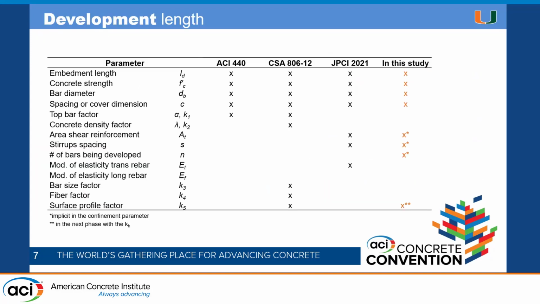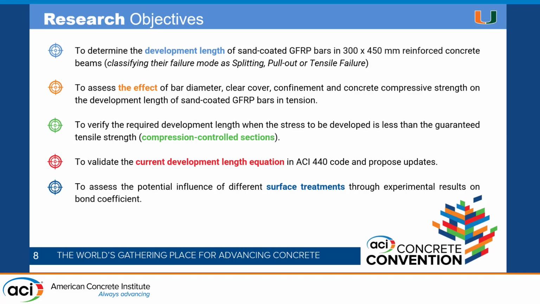So we saw the different codes and guidelines that are available: the ACI 440, the Canadian code, the Japanese code. So we try to address as many parameters as we could. In this study, we're trying to test almost 70 beams to address the different parameters that I'll discuss. We want to determine the development length of GFRP rebars, assess the effects of the different parameters, and also, in GFRP, you could have two different types of approach. It could be a compression control section or a tensile control section.